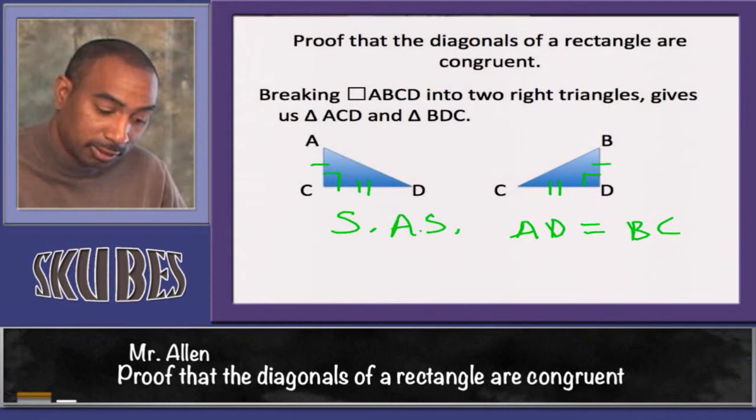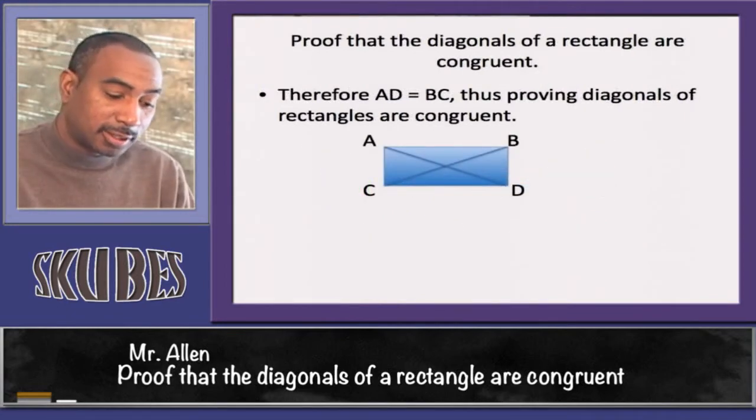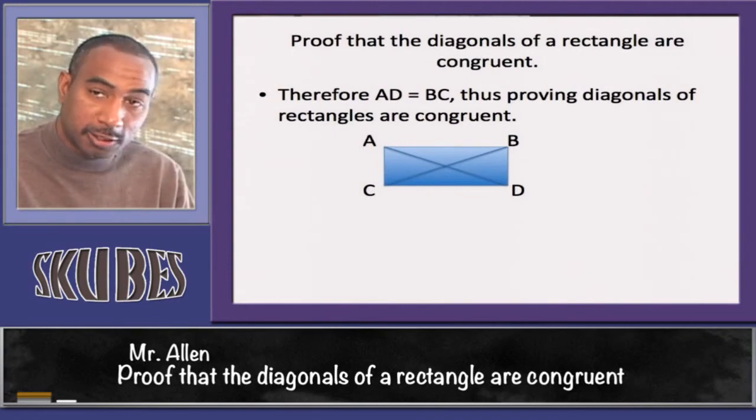In this case, we have a one-to-one proportion here because it comes from the same rectangle. In general, that's not true. Sometimes you have 2-to-1, 3-to-1. In this case, it's 1-to-1, because it comes from the same rectangle. Therefore, AD equals BC, thus proving the diagonals of rectangles are congruent.